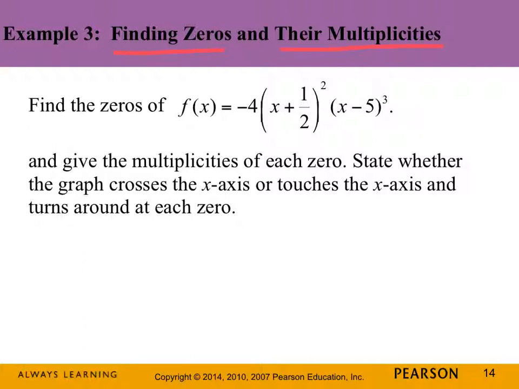So we've got this polynomial where we need to find the zeros of f of x equals -4 times the quantity x plus 1/2 squared times x minus 5 cubed. We also need to give the multiplicity of the zeros and state whether the graph crosses the x-axis or just touches it and turns around.